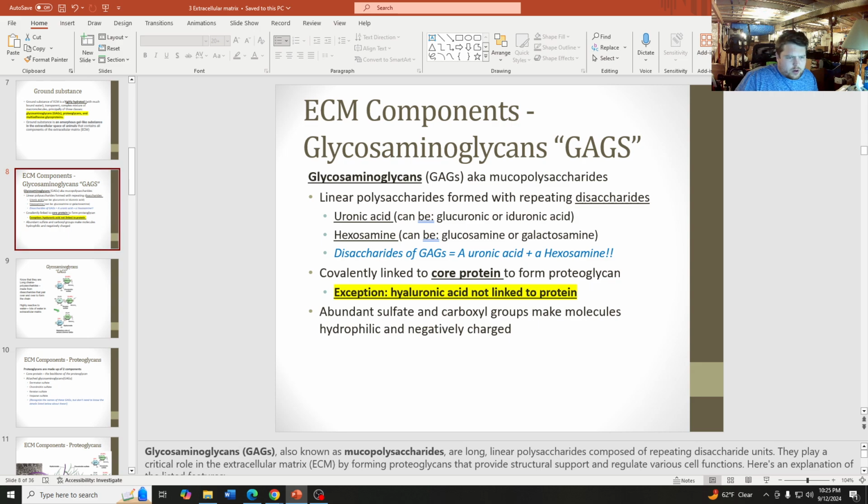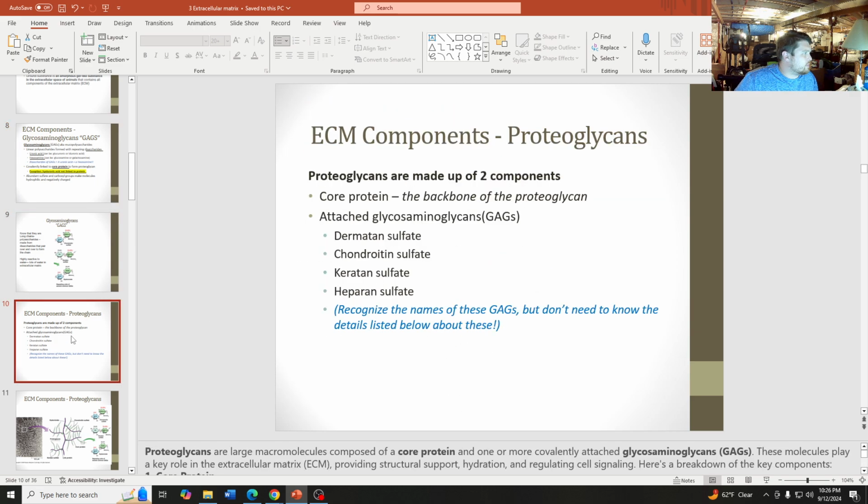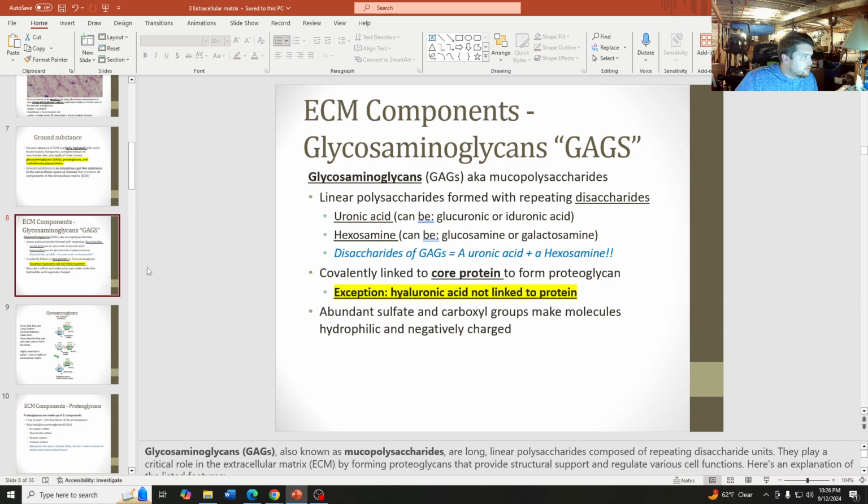I think this might be worded incorrectly. Let me... No, that's correct. Proteoglycan. Okay, it's worded a little bit weirdly. Okay. But actually, I'm going to... Okay.